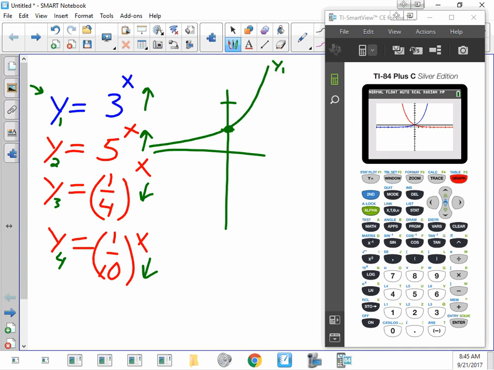y1 is growing. How does y2 compare to y1? It's also growing, but it's growing faster. So y2 is going to start in the same place and just be steeper. But what's going to happen if we go backwards? Is it going to be above y1 or below y1?